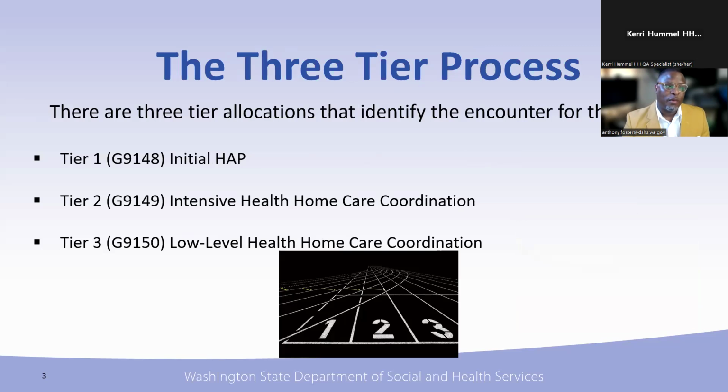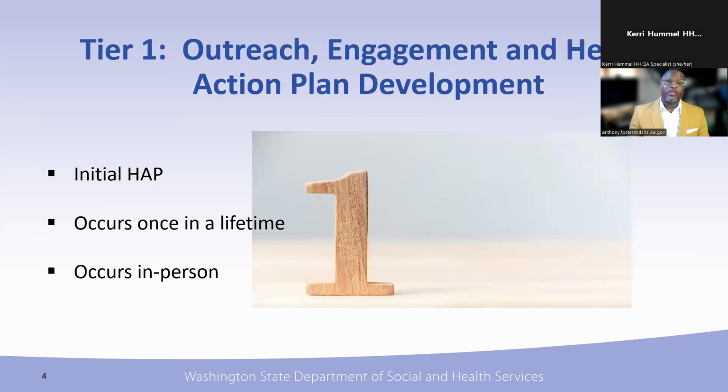As many of us that have been a part of this program know, there are 3 tiers. We have tier 1, which is the G9148 billing code, which indicates the initial HAP. We have tier 2, G9149, which is the intensive health home care coordination, and tier 3, G9150, low-level health home care coordination. We're going to define each of these in their entirety as we go through the process, and we're going to start with tier 1.